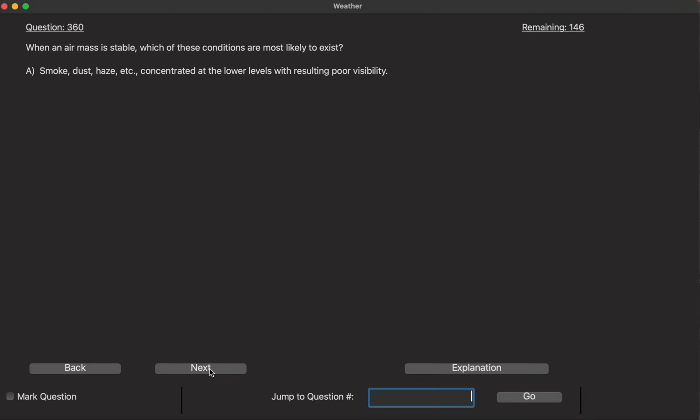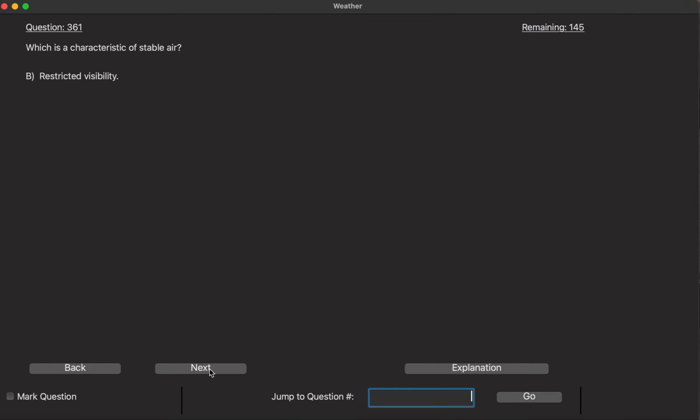When an air mass is stable, which of the conditions is most likely to exist? Smoke, dust, haze, etc., concentrated at the lower levels, which result in poor visibility. Which is a characteristic of stable air? Restricted visibility.